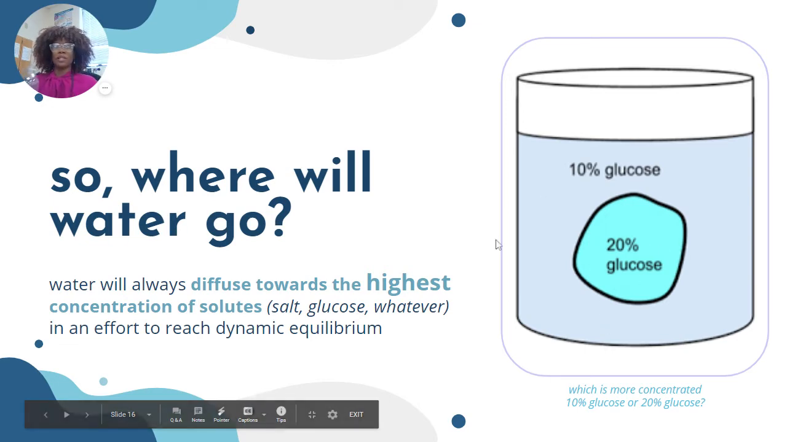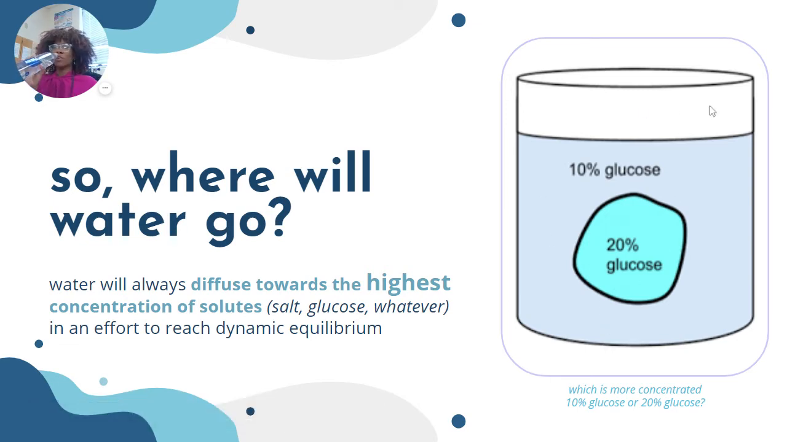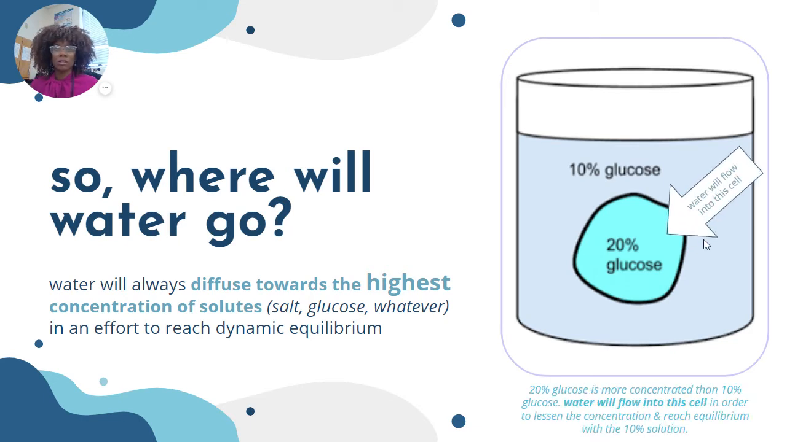They're still moving, right? Molecules rarely ever stay still. So we're in the situation where, where does water go? Well, if water goes towards the highest solute, then water will probably go either to 10% or to 20%. Which one is higher? The 20%, which means that water is going to flow into the cell because water always goes to wherever there's more solute.